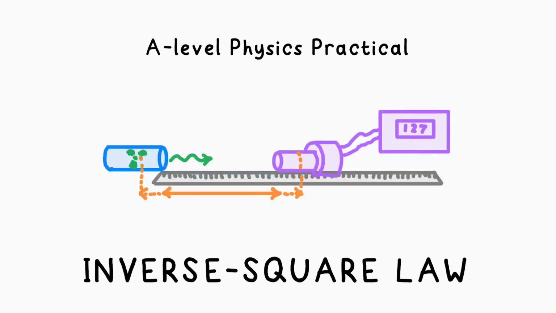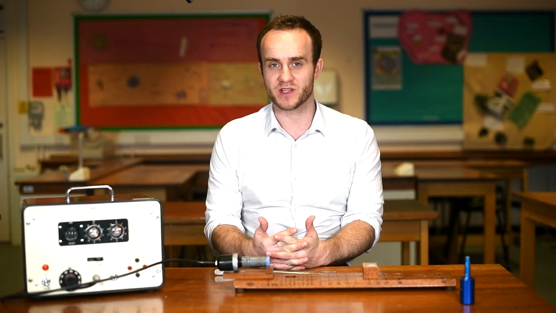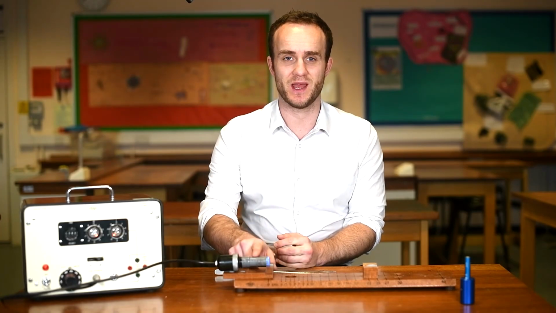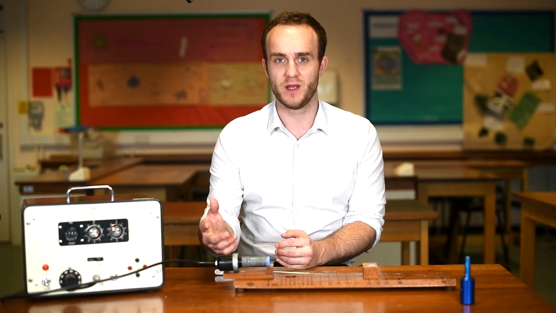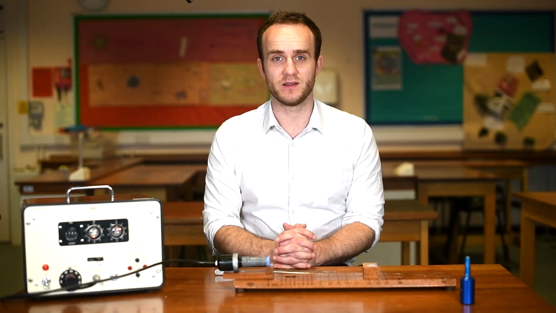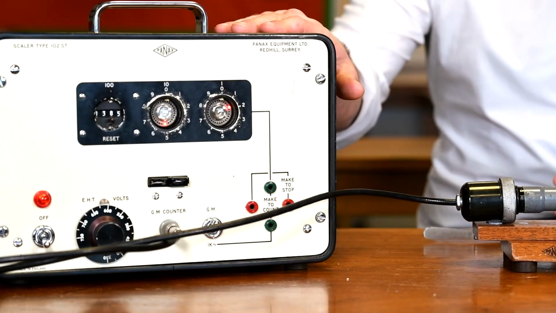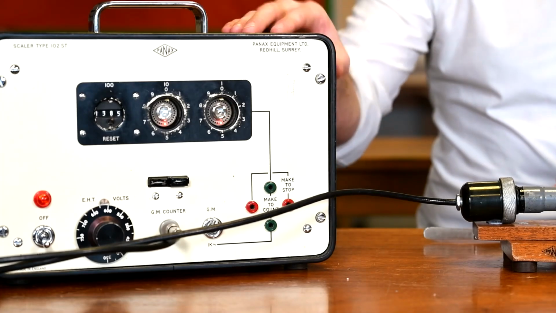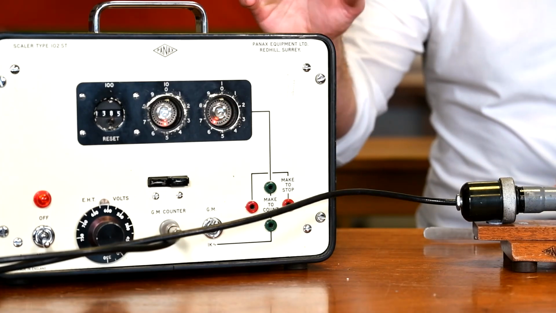I'm going to show you how to do the A-level physics required practical, verifying the inverse square relationship or inverse square law using gamma radiation. So I have myself a GM tube here, Geiger-Müller tube, and that detects radiation that hits it. That's hooked up to my scaler. This is just a counter, so every time this ticks, that means it's detected one bit of radiation.